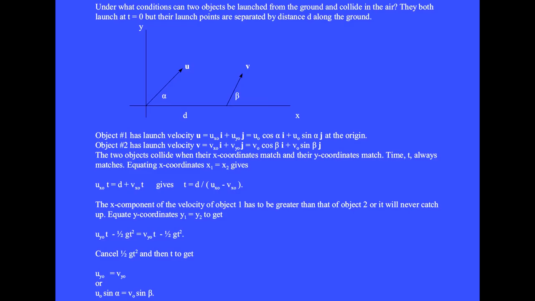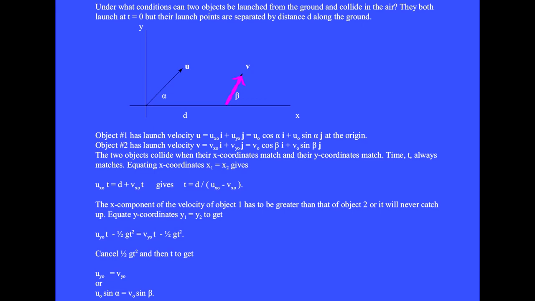Under what conditions can two objects be launched from the ground and collide in the air? They both launch at t equals 0, but their launch points are separated by distance d along the ground. Object number 1 has launch velocity vector u equal ux0 i-hat plus uy0 j-hat equals u0 cosine alpha i-hat plus u0 sine alpha j-hat. Object 1 launches with angle alpha. Object 2 launches with angle beta.